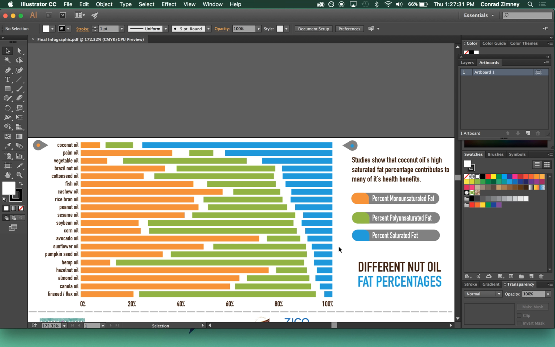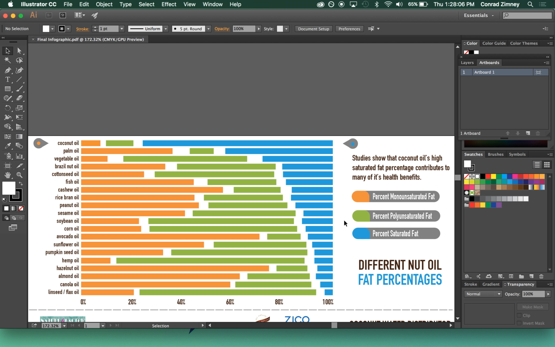I've used alignment, I think, very effectively in this display, where I have all of the oils aligned to the left and they're right justified, and all of the different percentage bars within this infographic collected and aligned throughout, where the blue saturated fat bars are aligned to the right, and the orange monounsaturated fat bars are aligned to the left. And then green is centered, or just scattered rather, throughout the middle.